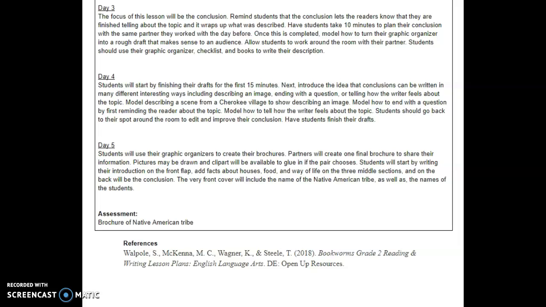Students are also going to be given a grade based on how they worked with their partner and if they did their role within the group, and also how well they collaborated. And the references that were used to create this lesson were from a manual of bookworms for 2nd grade, reading and writing, lesson plans for English language arts. And that was from 2018.